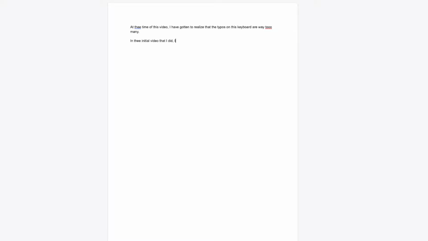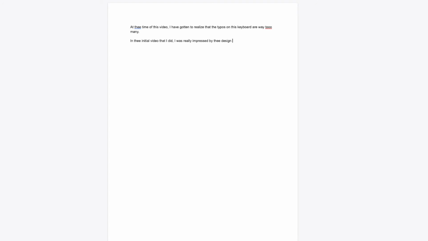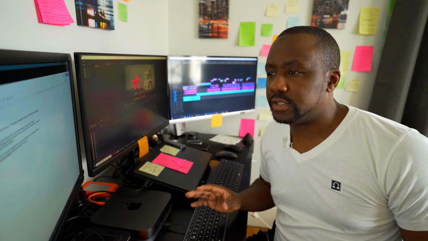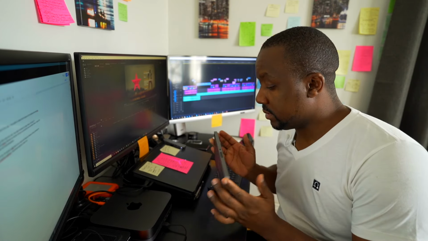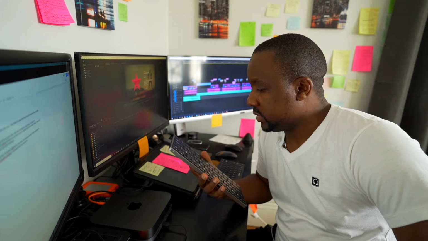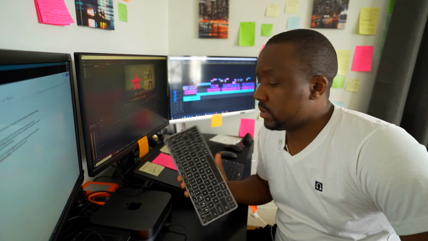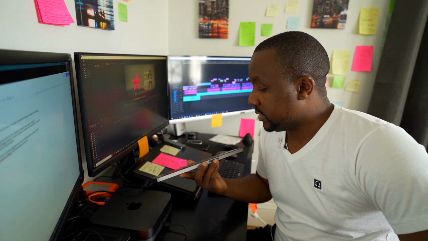In the initial video I did, I was really impressed by the design. See, there is doubled up again, of the Slim X1. Anyway, I think that's just enough for you to get what I mean. I really love the design, the whole look of it, but I might have to go back to the Magic Keyboard 2, which is almost the same size and everything, because this guy, I'm gonna have to return it.